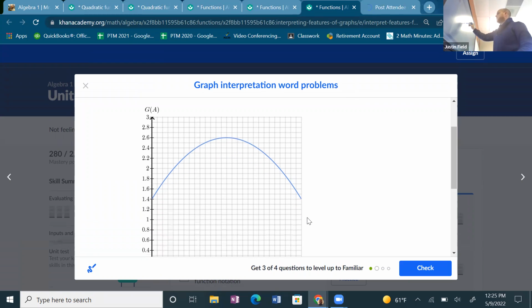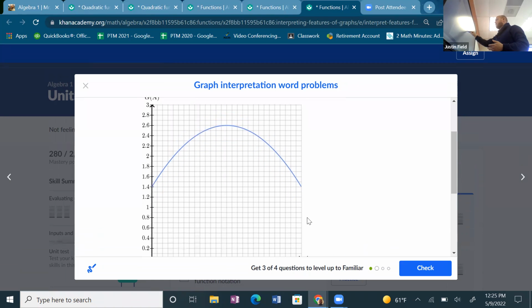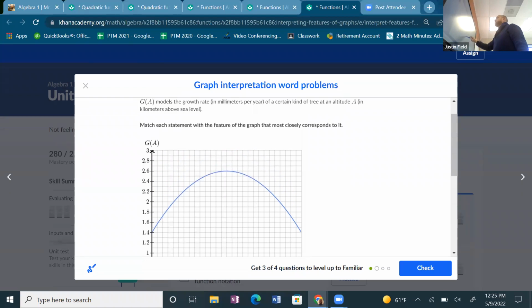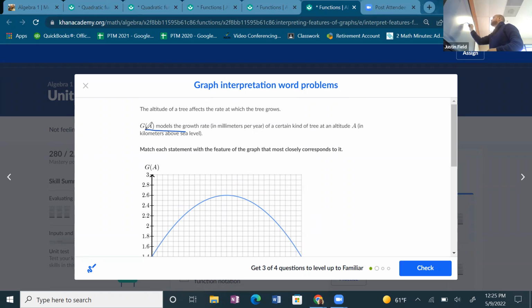The altitude of a tree affects, hey, let's look at the graph. I like looking at the graph and then reading about it. So I have A, I have G of A, and it's going up and then it's coming down. So what does A represent? The altitude of a tree affects the rate at which the tree grows. G of A models the growth rate in millimeters of a certain kind of tree, A kilometers above sea level.